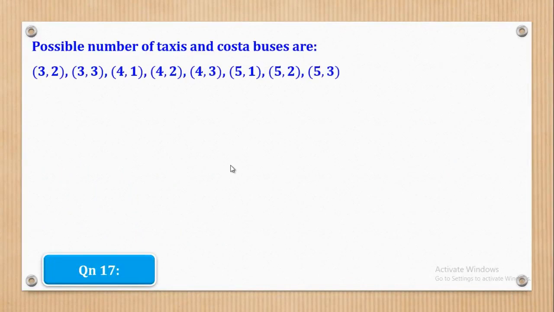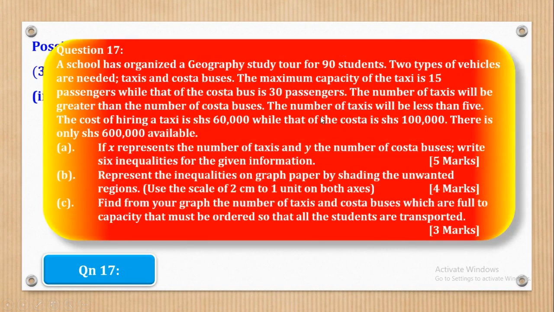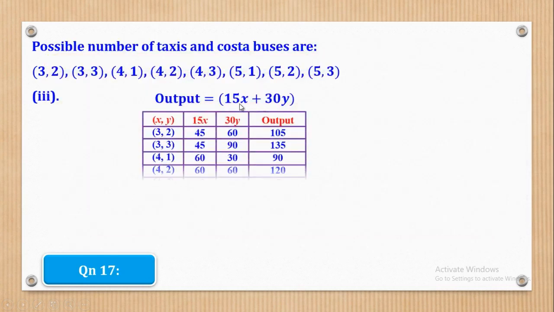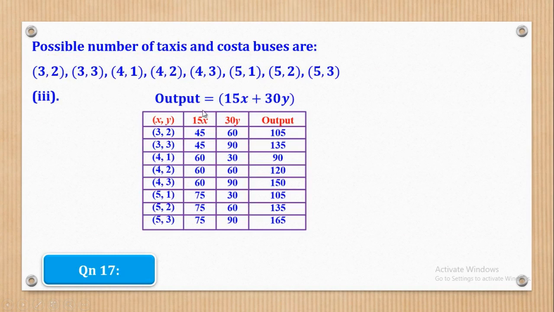So those are the possible number of taxis and coaster buses we saw in the previous graph, and we are going to use them to get our output. Now remember, here they said each taxi carries 15 passengers and each coaster bus carries 30. So 15 times x, which is the number of taxis, plus 30 times y, which is the number of coaster buses, will give you our output. Next, we are going to draw a table having all these points here with 15x, and 30y, and the output.